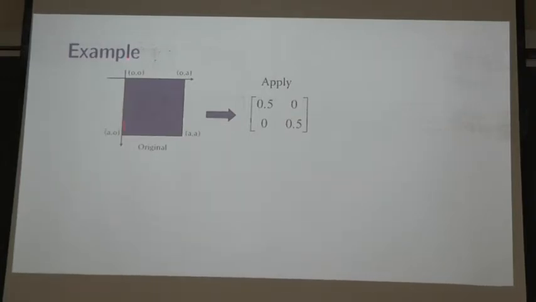So here's an example. This is an image. I put 0, 0 here at the top left corner. This is, let's say, (a, 0), (a, a), (0, a). These are coordinates. Notice y is going this way, x is going this way. And let's say the transformation matrix is 0.5, 0, 0, 0.5.